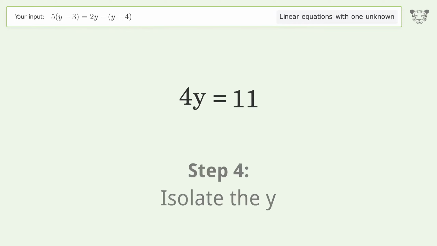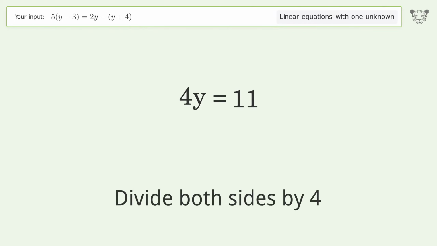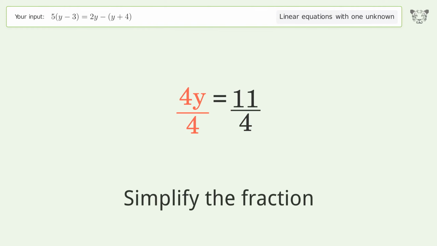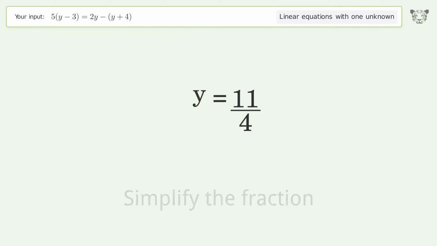Isolate the y. Divide both sides by 4. Simplify the fraction. And so the final result is y equals 11/4.